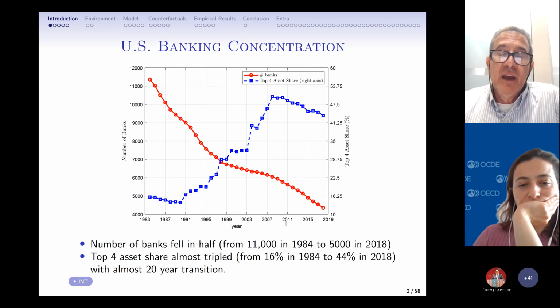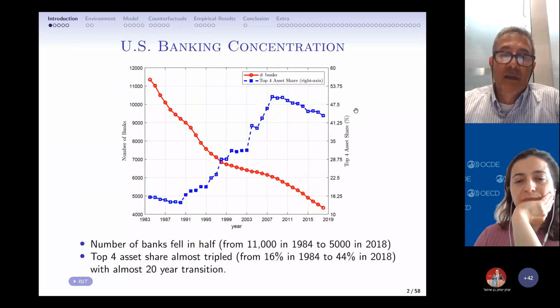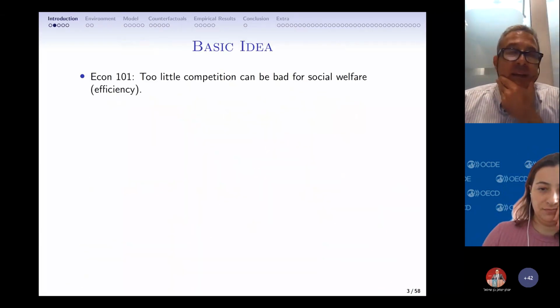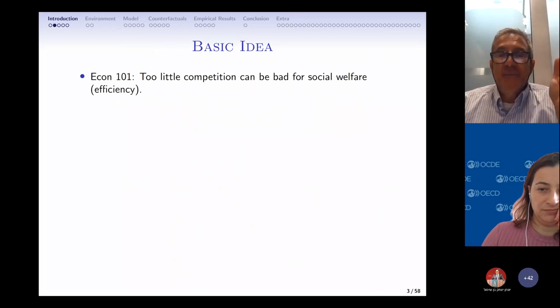So our paper is really going to be about the implications of rising concentration on things like efficiency and stability in the banking industry. Okay, so remember the title is Competition, Stability, and Efficiency in the banking industry.